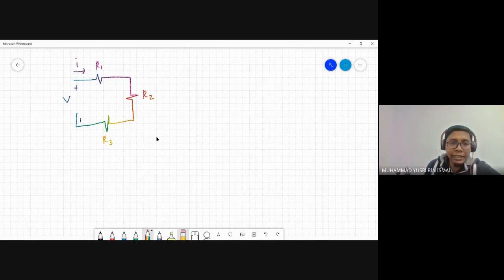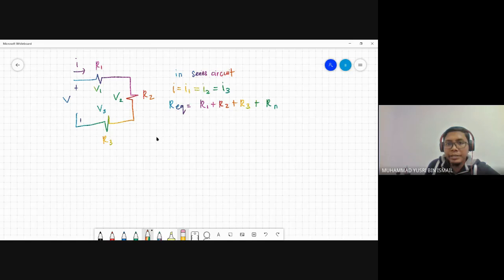From this series circuit, we can write a simple equation that relates voltage, resistance, and current. We know that the current I is equal to I at resistance 1, equal to I at resistance 2, equal to I at resistance 3. And then the equivalent resistance R equivalent is equal to R1 plus R2 plus R3, and so on up to Rn.